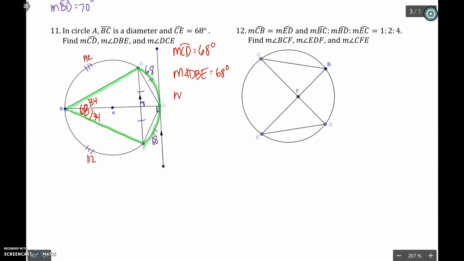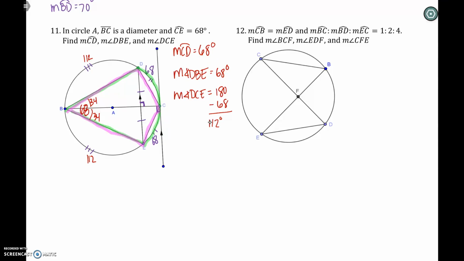Okay. Also, they want angle DCE. And there's a few ways you can do that. You can do the same thing with the inscribed angle, or you can realize this is a quadrilateral that's inscribed, and so opposite angles would be supplements. And so you can do 180 minus 68, which would get you 112 degrees.